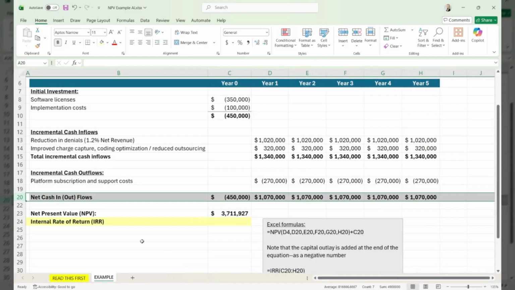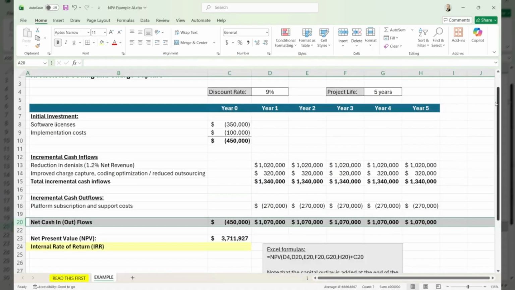Down here, we've calculated the net present value as $3,711,927, and the formula is down here on the right, as you can see. So the internal rate of return, like we discussed, is the discount rate that takes your future discounted cash flows and makes the net present value equal to zero. And up here in this example, we had used 9% as the discount rate.